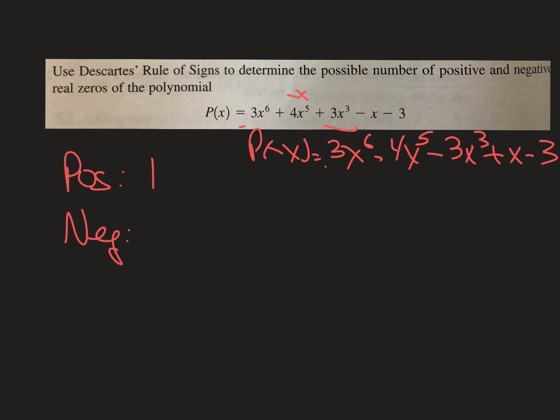So there's one sign change, 2, 3 sign changes. That means there's 3 negatives. Now here's the weird part. The rule said less than this by an even whole number. So you find the big number, like the 3, and you subtract 2 until you get down to 1 or 0. So it has either 3 or 1 negative. Both of those are helpful, because I know I have one positive real zero, at least one negative real zero, and I might have 3 negative real ones. So that's how the rule of signs works.